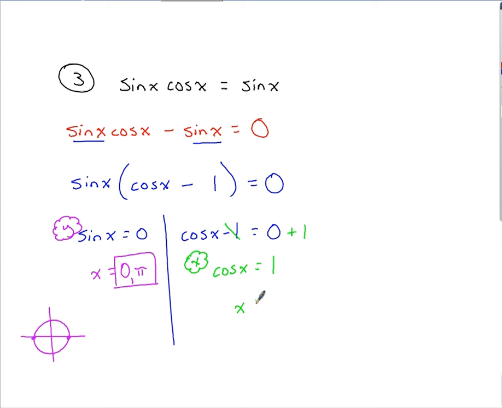There's really only one place where that happens, right? Cosine of x equals 1. X would be 1 right here. And that's it. So x would be 0. Since we can't include 2 pi, we have a little overlap here between these two, but really our only answers are 0 and pi, right? X could be 0 or x could be pi.